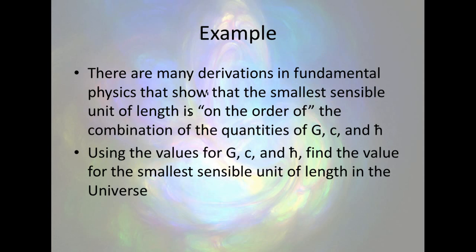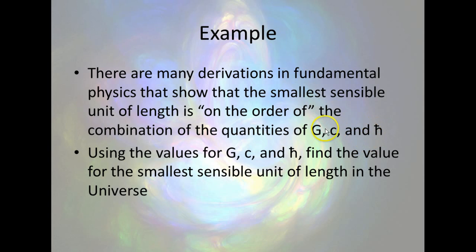So now let's look at an example that you all will finish for homework, in which we try to actually derive the smallest sensible unit of length. There are a number of derivations in fundamental physics that show that the smallest sensible unit of length is the correct combination of Newton's gravitational constant, big G, which we just looked at, and the speed of light, and h bar, which is the Planck's constant from chemistry divided by 2 pi. It's actually twice the fundamental unit of angular momentum in quantum mechanics.